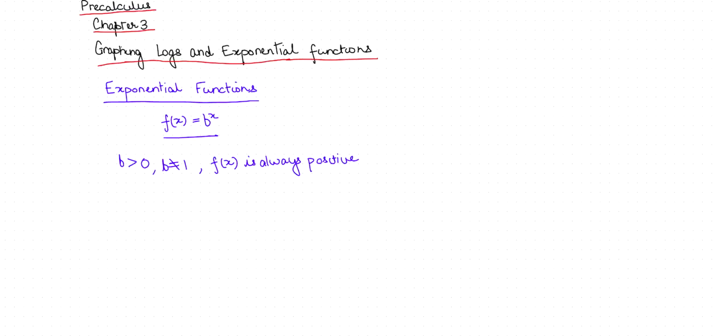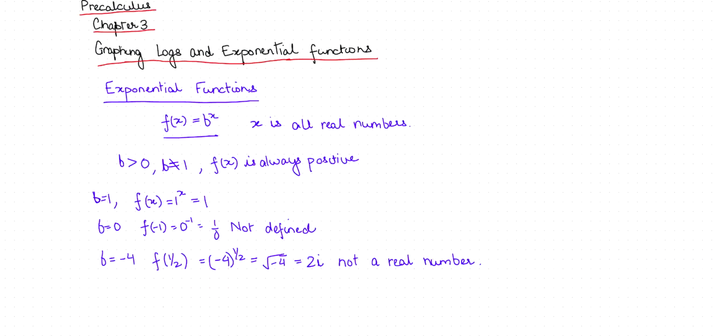So we see here that the base b should always be greater than 0 and not equal to 1. And f of x is always positive. So we'll see why b is always greater than 0 and not equal to 1. So let's try keeping it equal to 1.